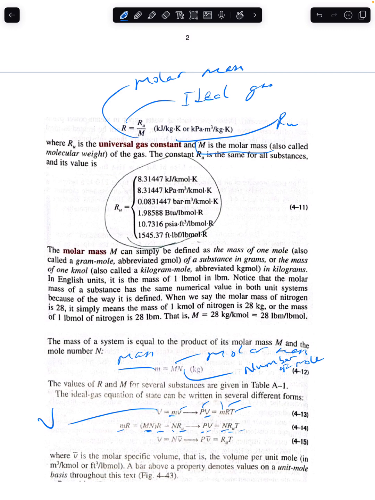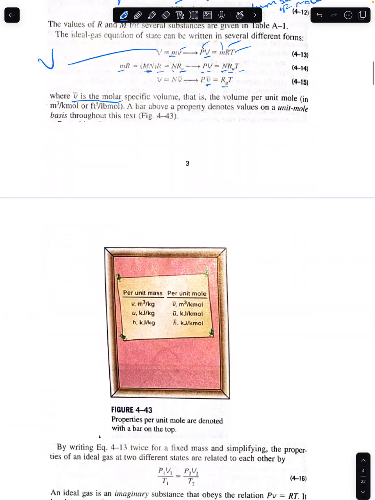So if you have the molar specific volume, which is small v with a bar on top, you may determine the pressure when you know the universal gas constant and the temperature. So these are the different formulas which you can use to calculate the different values.